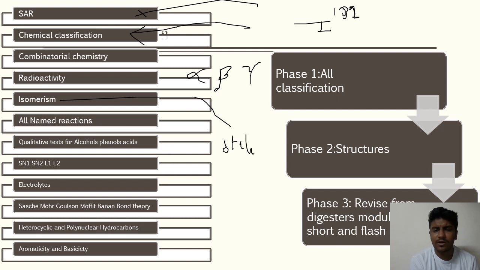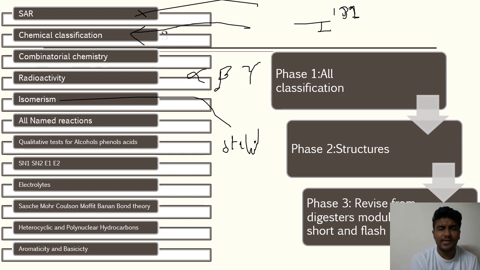The stability order is: chair form is more stable than twist boat, which is more stable than boat, which is more stable than half chair. And energy will be totally opposite. Half chair has more energy, followed by boat, followed by twist boat, and then chair.